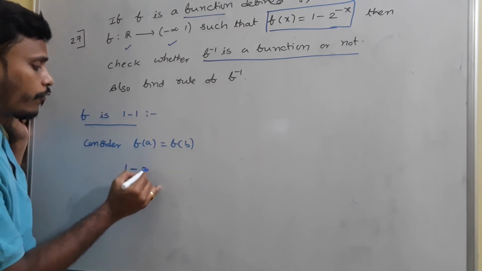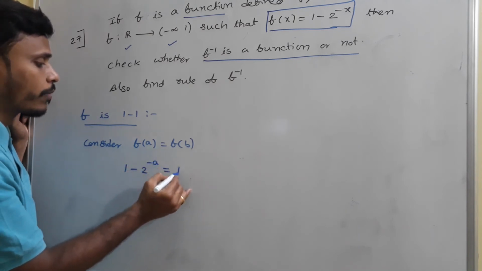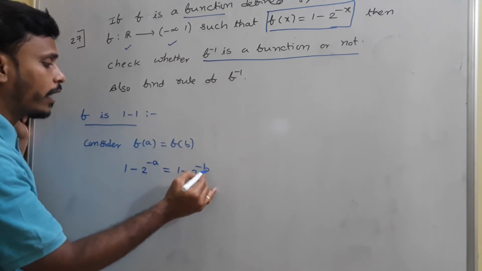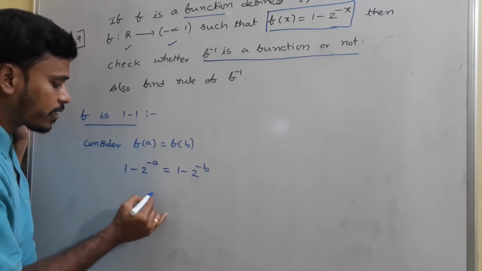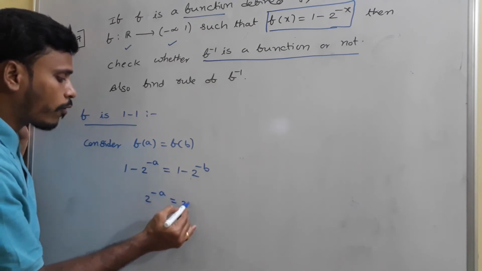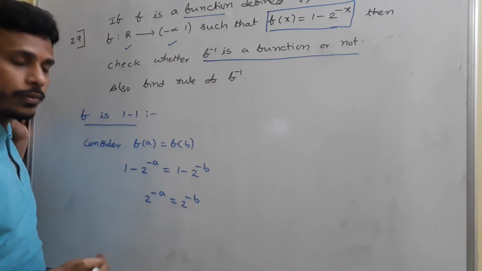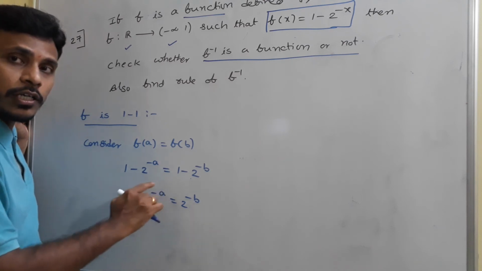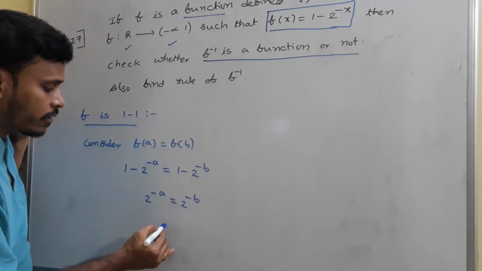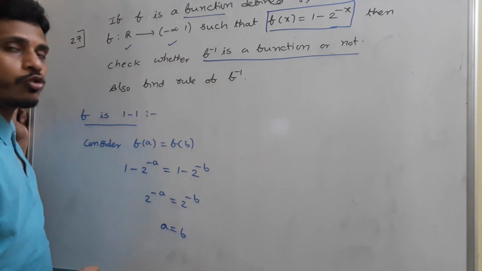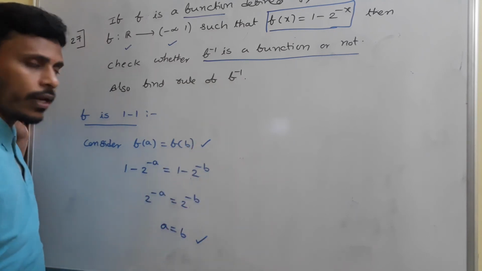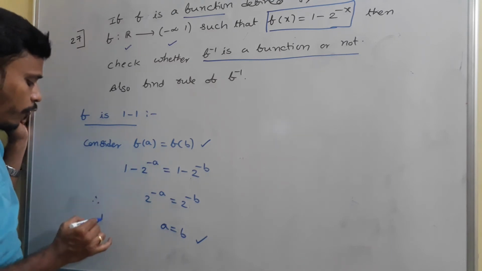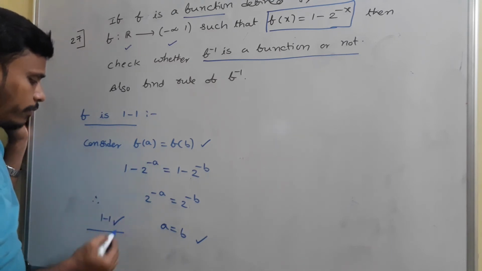So, what is f of a? As per the rule, f of a is 1 minus 2 power minus a. What is f of b? 1 minus 2 power minus b. Very clear, you just cancel 1, you just cancel minus, and you will get that 2 power minus a equals 2 power minus b. Since bases are equal, you equalize the powers and then cancel minus, and you will get that a equals b. So, if f of a equals f of b, it is very clear a equals b, and therefore f is one-one.